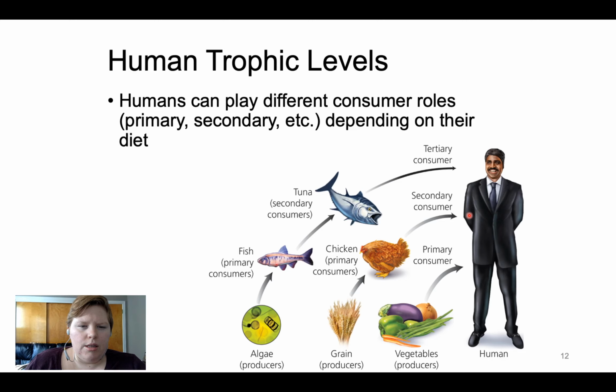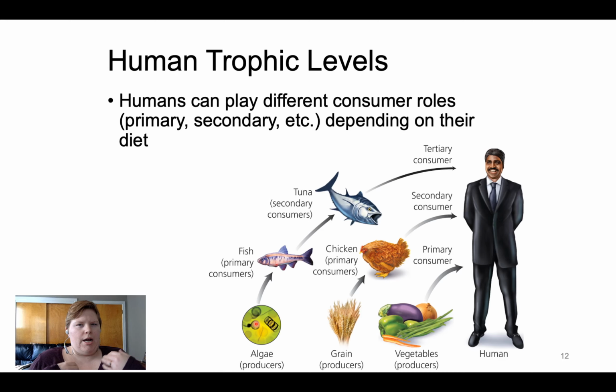So when we eat things like swordfish or other predatory fish and animals, it takes a lot more energy to produce those foods. So we're putting ourselves up higher in that trophic level. So thinking about what we're eating in our diet, it can change where we are in that pyramid. And that determines how much energy is being used to produce our food.